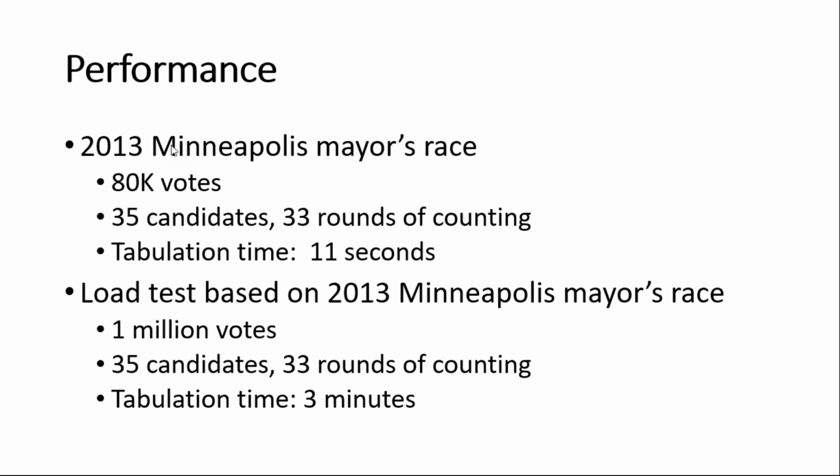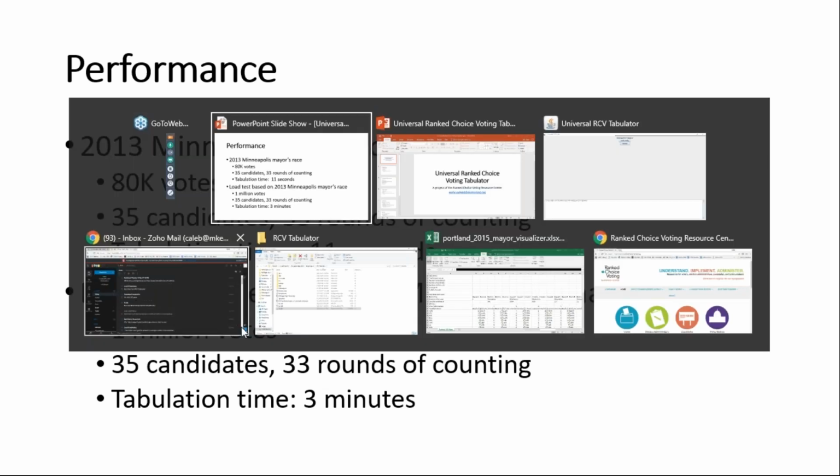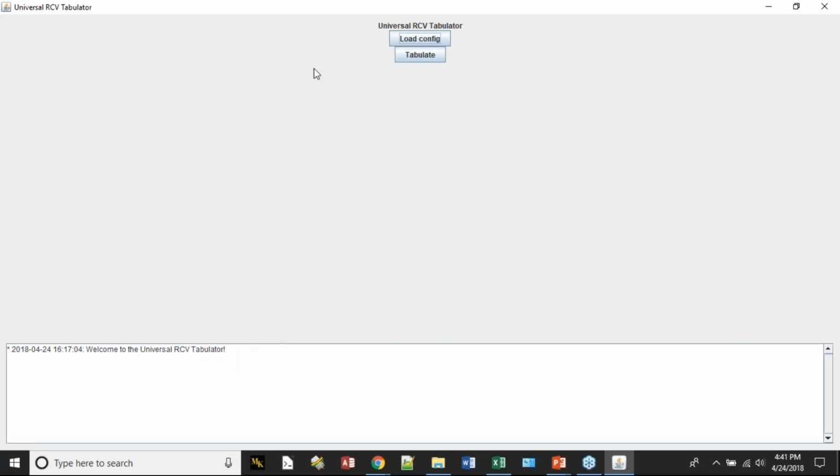It was based on the Minneapolis mayor's race, repeating the cast vote records multiple times. Again, 35 candidates, 33 rounds of counting. We tabulated that in 3 minutes, and this was all tabulated on a standard laptop, not especially fast. So the system is very robust. It's very fast. Let me just very quickly show you what it's like to run a tabulation.